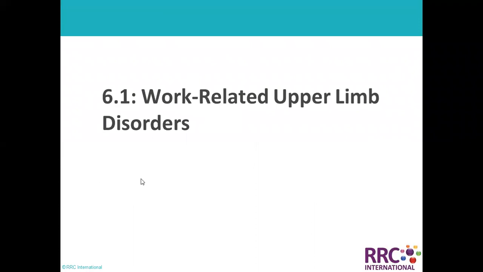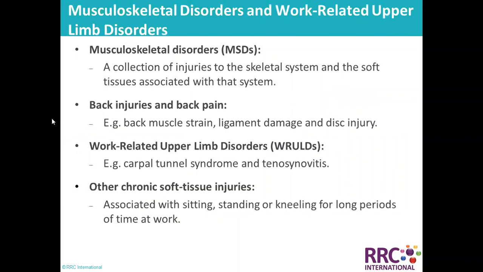WRULD, that means work-related upper limb disorders. There are four important points to understand about this. The first category we call MSDs, that means musculoskeletal disorders, a collection of injuries to the skeletal system and the soft tissues associated with the system. And the second thing is back injuries and back pain.